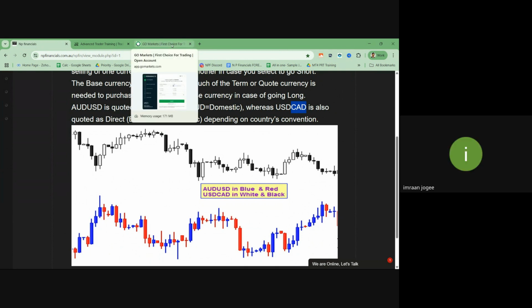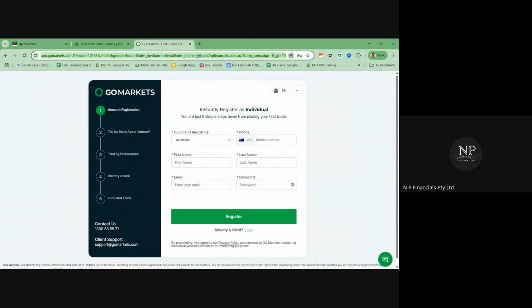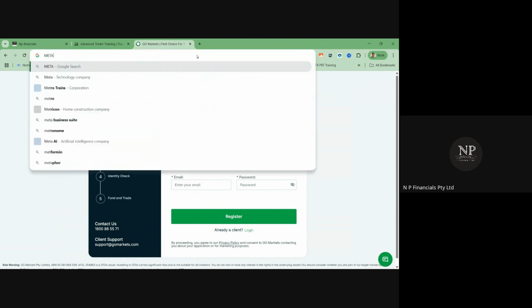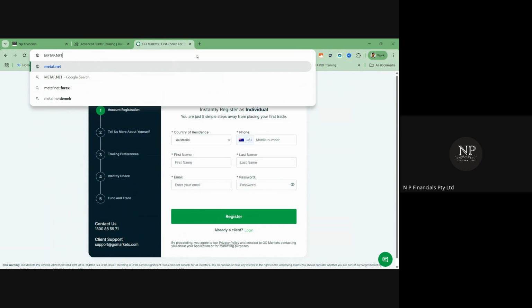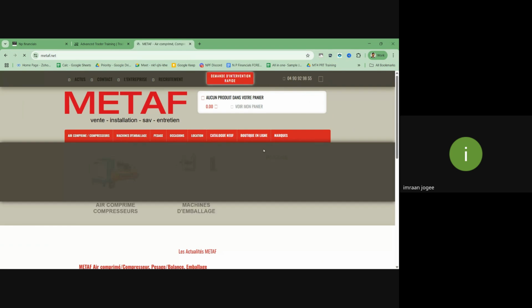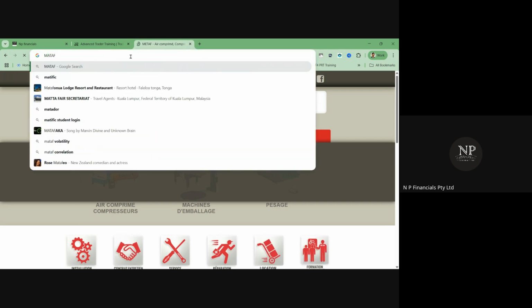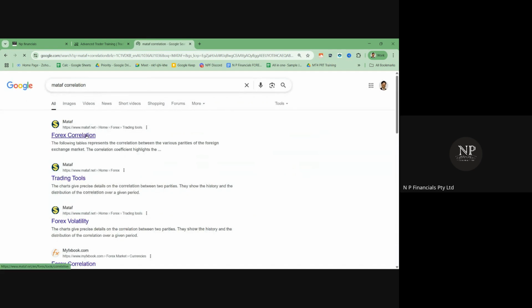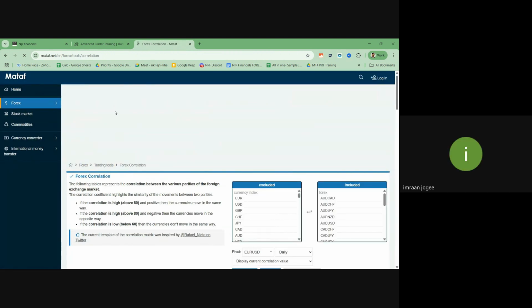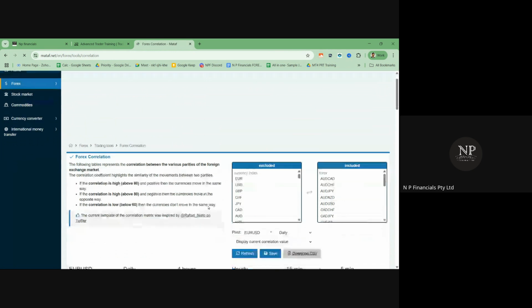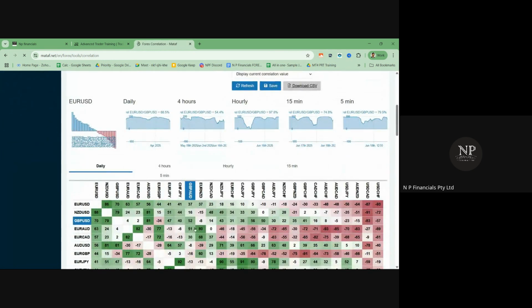You can do the correlation in another one, write it down, Metaf.net. Maybe search currency correlation. Yes, this one. Metaf, M-A-T-A-F dot net. If you go to Forex, then tools, and correlation, they will show the correlation in a tabular format.